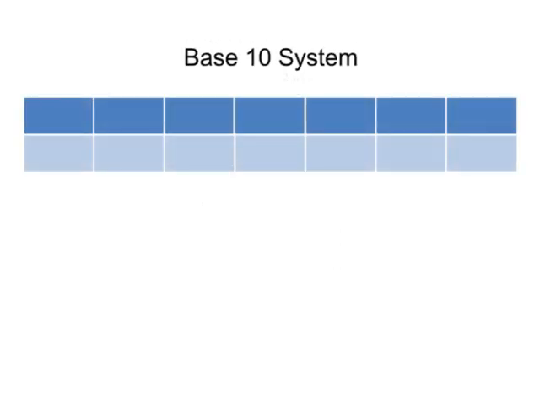Therefore, starting from the right, the first digit position is 1. The second digit position is 10 times the first, or 10. The third digit position is 10 times the second, or 100, and so on.